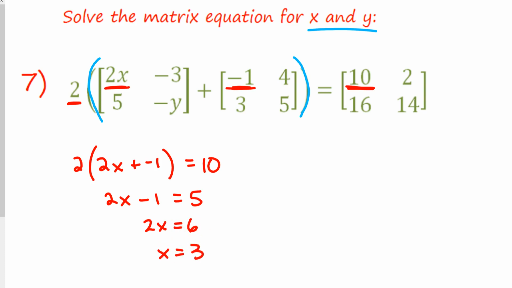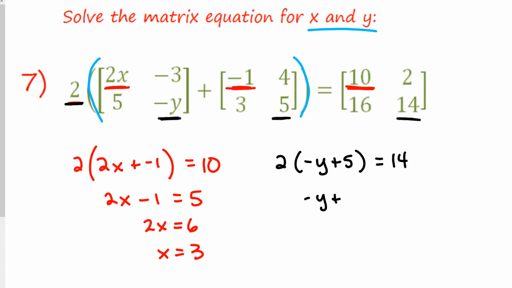And then to find the value of y, we're going to do the same kind of thing. Again, use the 2, locate the y, so that's second row, second column, find all the elements in that same position, and then we can set up the equation. 2 times the quantity, the opposite of y plus 5, equals 14. Divide both sides by 2, subtract 5, and divide by -1. And now we know the values of x and y.